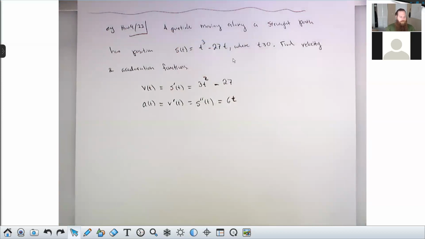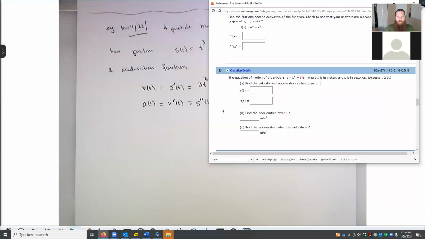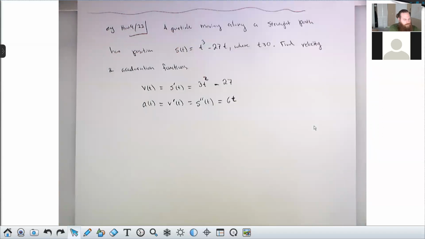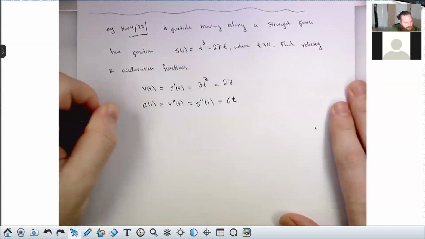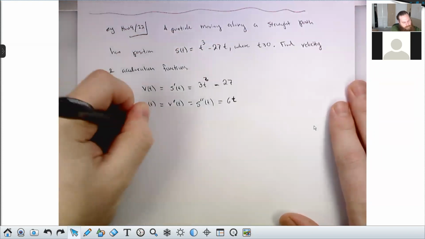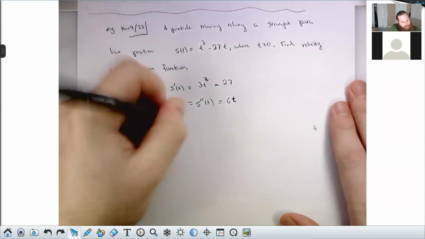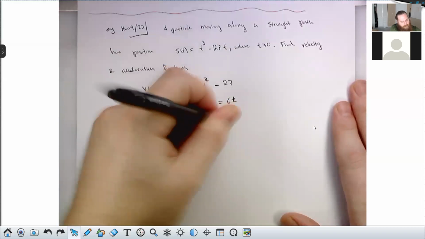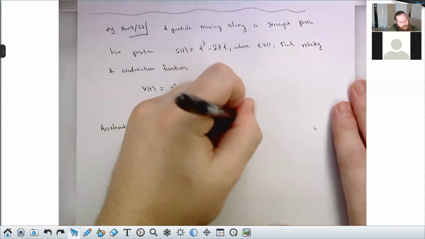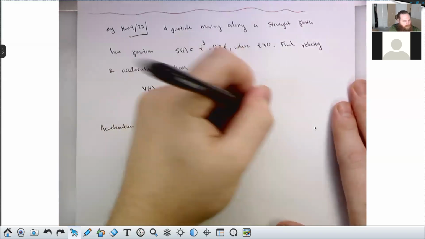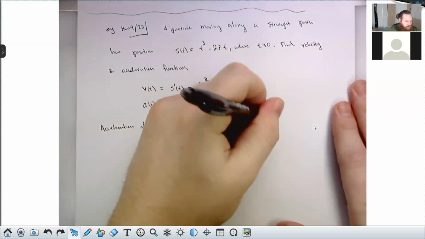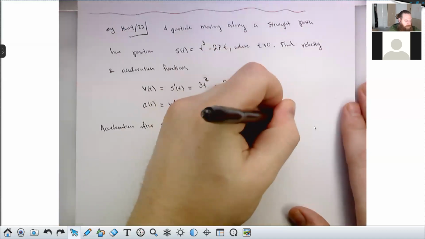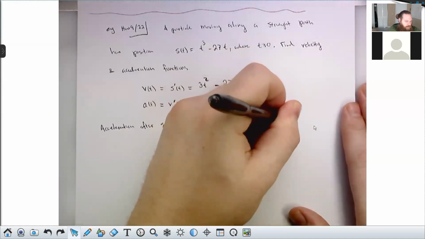If you want to graph s of t, so this is what they asked for, right? They wanted the velocity and acceleration function. I think they also wanted acceleration after 8 seconds and acceleration when velocity is 0. So the acceleration after 8 seconds is a of 8, which is 6 times 8, which is 48. And this would be measured in meters per second squared.